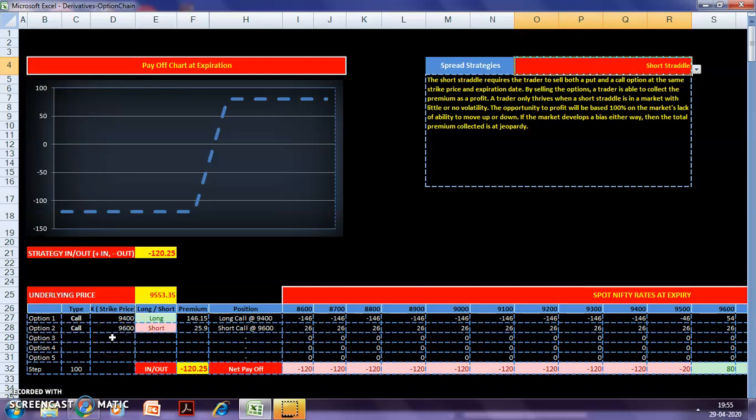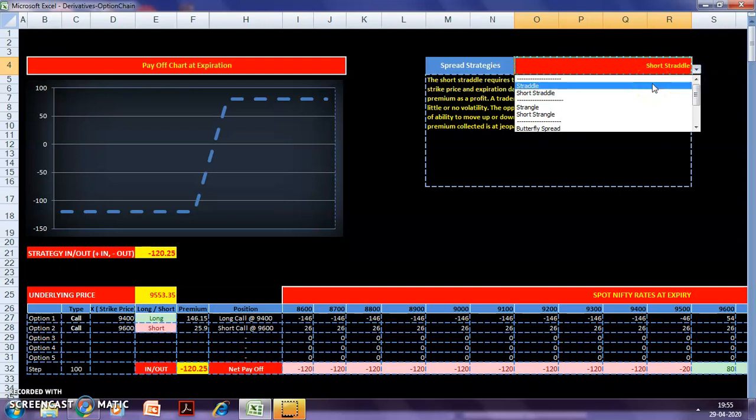What I have done is that I have downloaded the CSV file of end of day data from the NSE's website, and I have copied the data in the Excel sheet, and the Excel sheet is automatically looking for the premiums for the given strikes, depending upon what option it is, whether it is a call or a put, and then the payoffs are being calculated and the chart is being plotted.